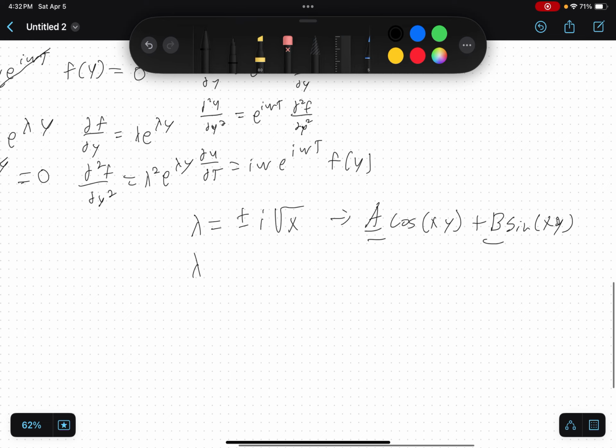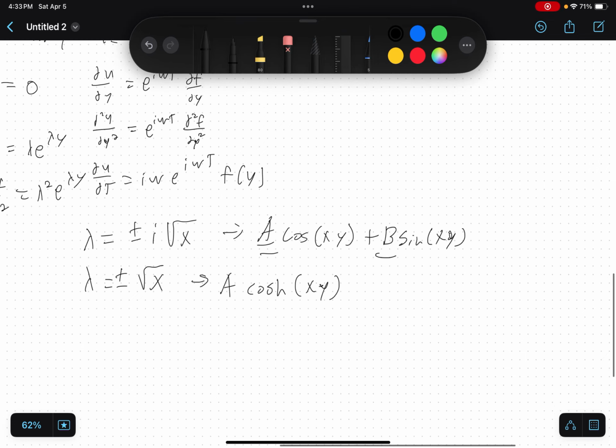If it's in the form of plus minus root X without the i, then it's A hyperbolic cosine XY plus B hyperbolic sine of XY.